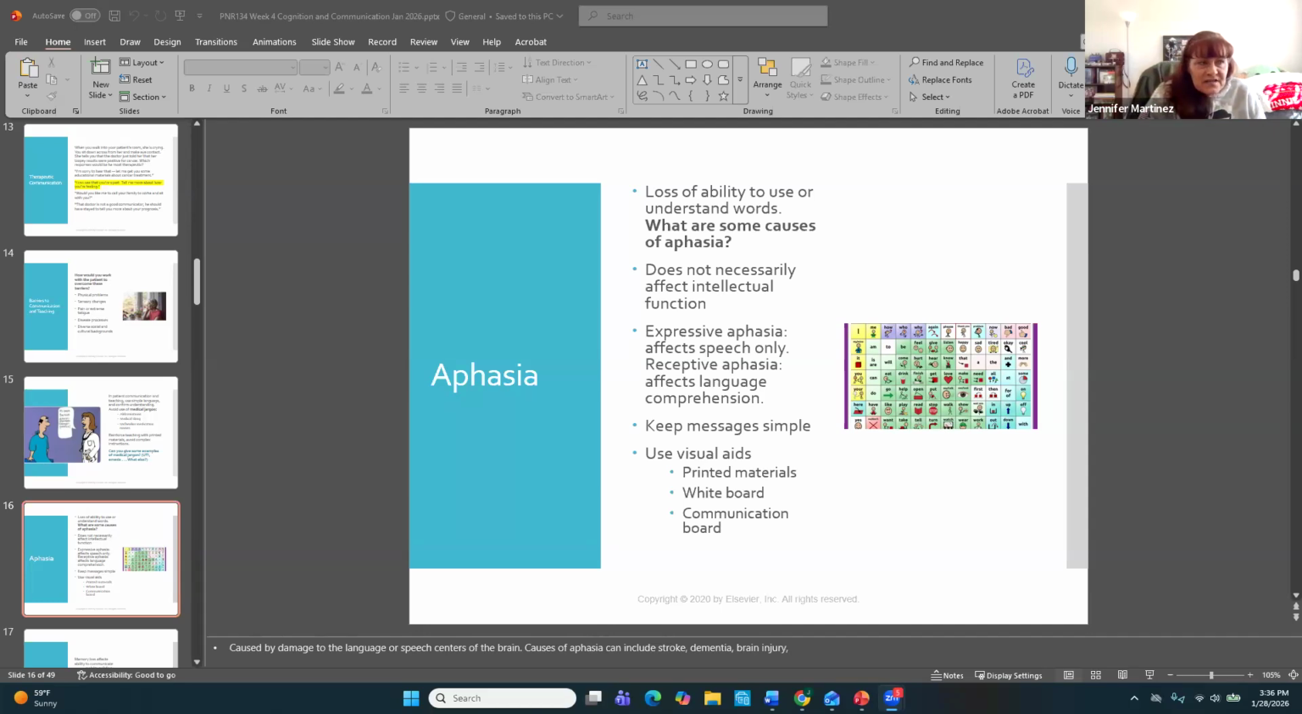And so these patients that have aphasia, especially post-stroke or TBI, something along those lines, they're going to work with a speech therapist. And that speech therapist is going to help them to learn how to communicate, right? Whether it's understanding or expressing.